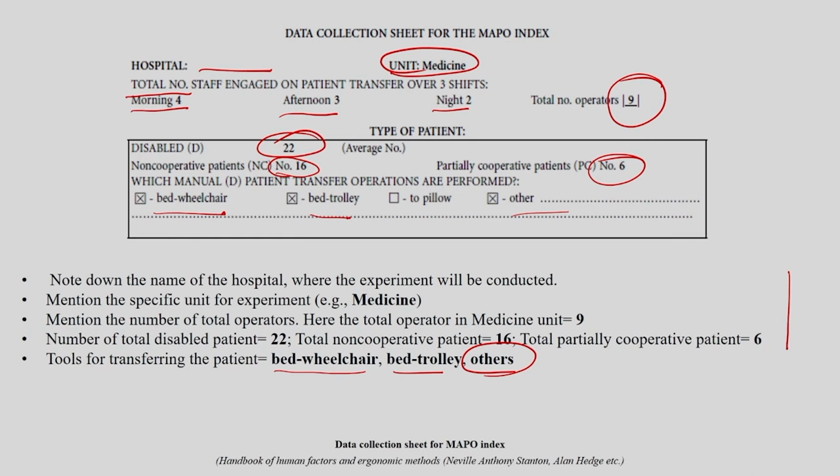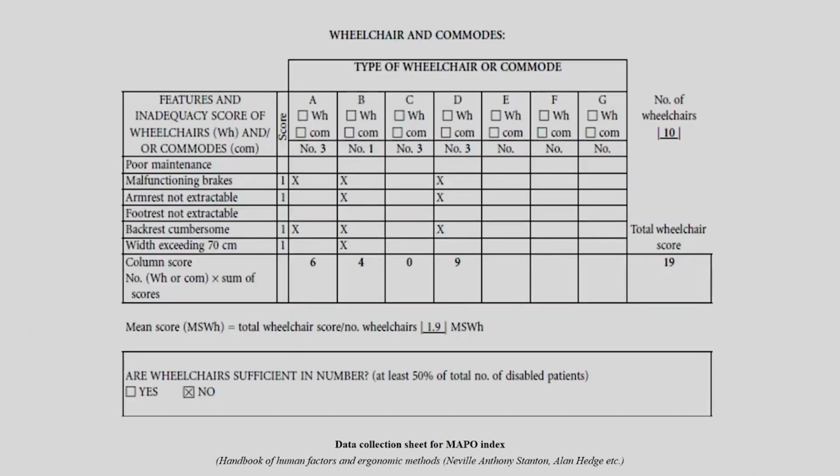Now, let us move to the next part, where we are going to understand the type of wheelchair or commode that we have. Here we are going to calculate the wheelchair mean score. Now, how are we going to collect it? We can have varieties of situations: A, B, C, D, E, F, G. That is uniform throughout this particular tool.